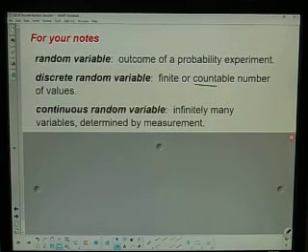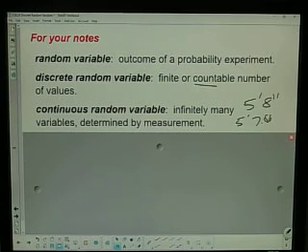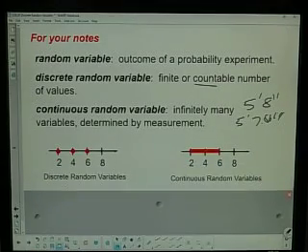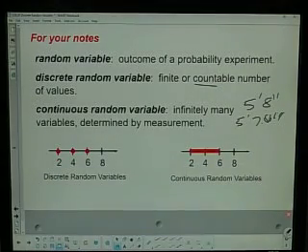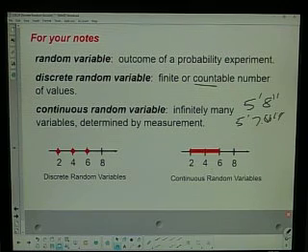But a continuous random variable is measurement. All right, if I measure you as being 5 foot 8 inches, you're really not 5 foot 8 inches. You're 5 feet, you know, and maybe it's 7.86543 inches or something, okay? It's not finite. So here's how we would graph those. Discretes are always just actual numbers, but continuous, anything between, all right, 2 and 6.